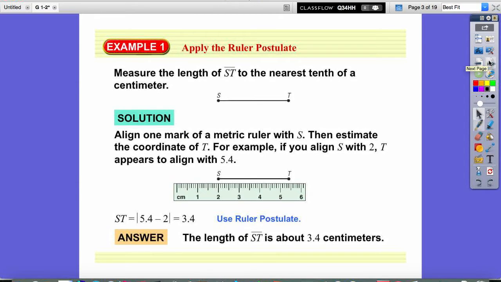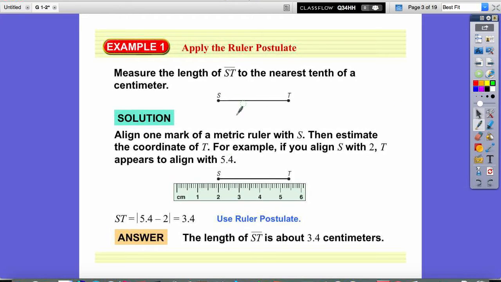So example number 1, we are going to apply the ruler postulate. Remember, a postulate is things we can accept as true. So if I were to measure the length of ST to the nearest tenth of a centimeter, mind you, this is blown up on my board. So if I actually took out the ruler, it may not work here.